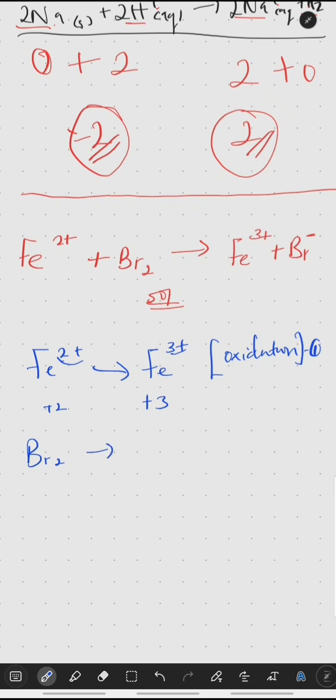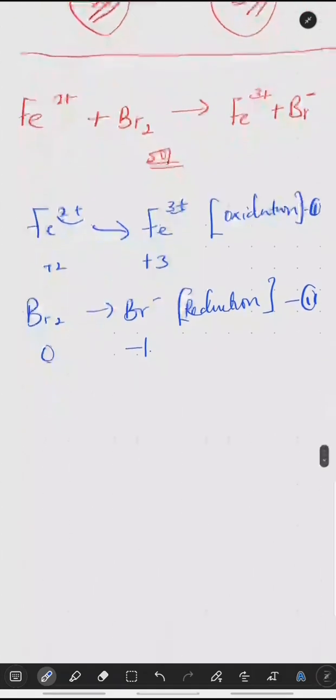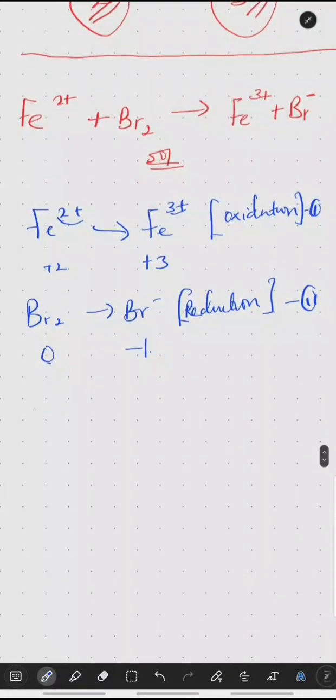Br2 to Br minus, so from 0 to minus 1, it reduces, that is reduction. The oxidation number reduces, because bromine in the ion is carrying minus 1 and bromine gas is not carrying anything, so it's 0. So that is equation 2.